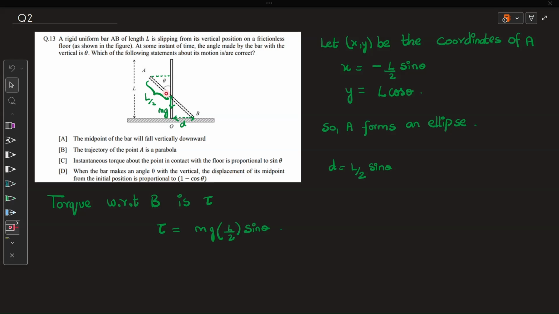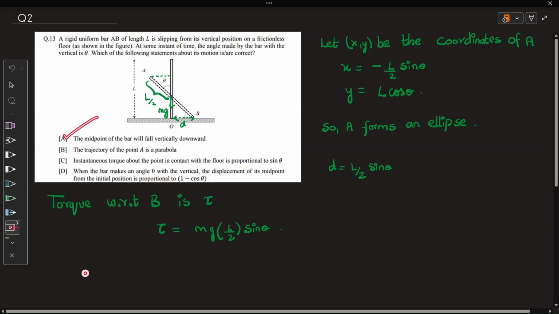Correct? Okay. So the center of mass has no external force in horizontal direction. So it should only move in vertical direction because of the influence of gravity. Correct? So the midpoint of the bar where the center of mass lies will fall vertically downward. That's a correct statement.